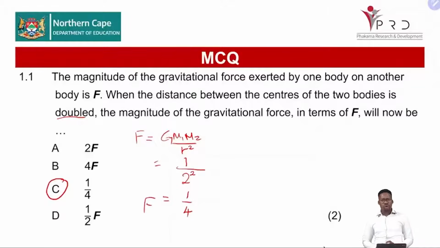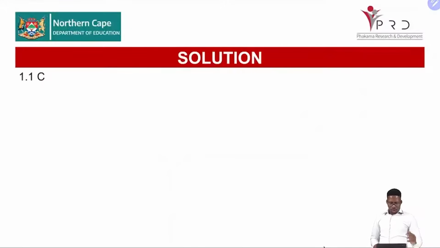So you can see we don't just guess the answer, we work with calculations, we work with principles. And the first thing that you do, eliminate the obviously wrong answers. You'll be left with 2 answers. Make sure that you choose the most correct answer. So the answer is C.